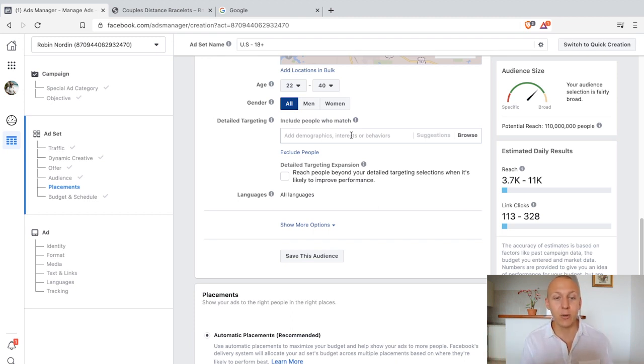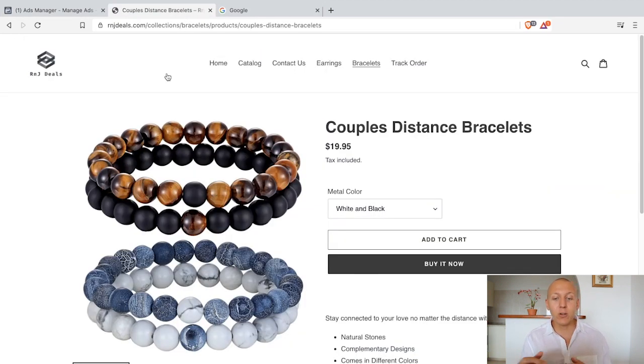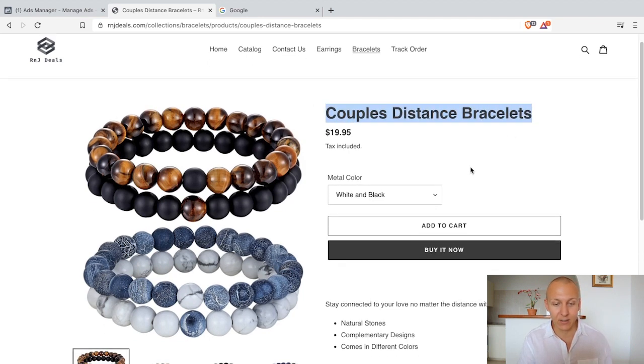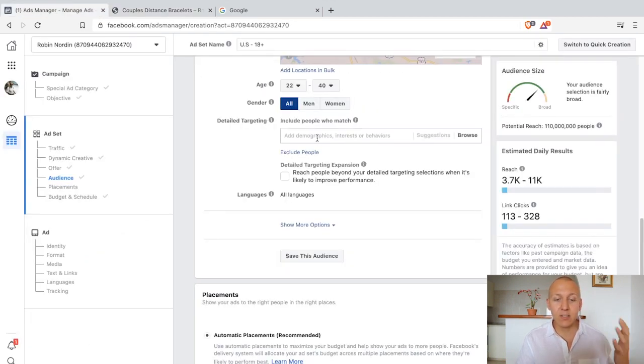So we have an e-commerce store, right? It's called rnjdeals.com. And what we are looking to sell from our rnjdeals.com is this one, the couples distance bracelets, right? So our goal right now is to look at, okay, what sort of people would buy a couples distance bracelet? Now, you can never set up your detailed targeting without properly knowing what it is that you're trying to market or what you're trying to sell, right?